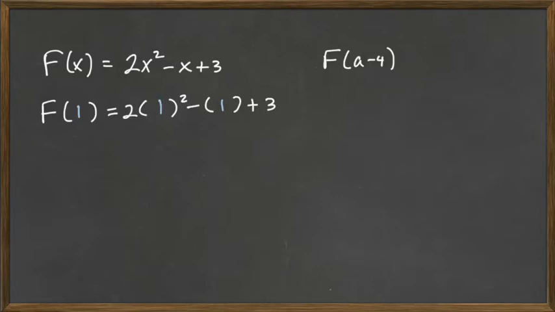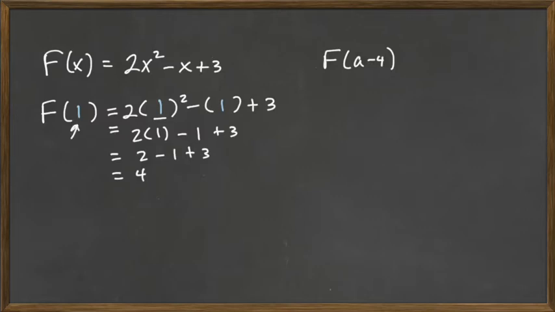So when I do that, now I just need to simplify the right side. I'm going to follow order of operations, and I'll square here first. I'm going to get 2 times 1, since 1 squared is 1. 1 times 1 is 1. And we have minus 1 plus 3. We get 2 minus 1 plus 3. 2 minus 1 is 1, and 1 plus 3 gives us 4. And so f of 1 is 4.